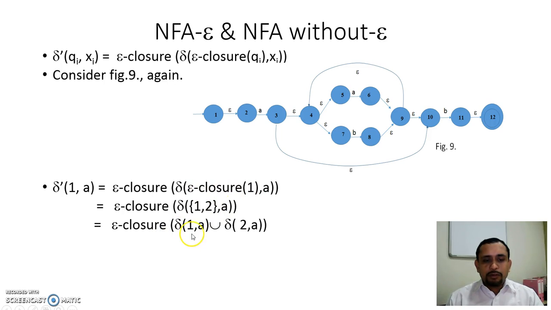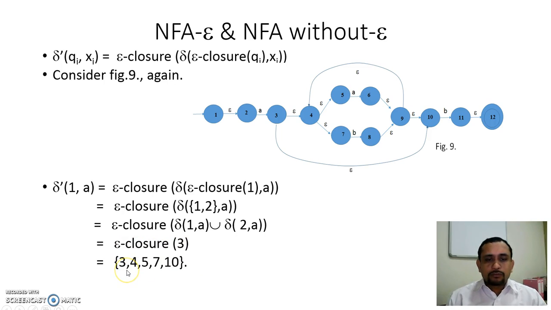Followed by that, from each individual state, on the input of A, we see where the transition can move. For example, delta of 1 comma A: on the input of A we do not have any transition, so this results in phi. Similarly from 2 on the input of A we reach 3. So the result is 3, that is phi union 3 equals 3. We now need to find the epsilon closure of 3.